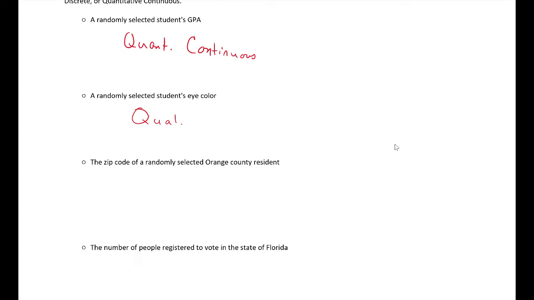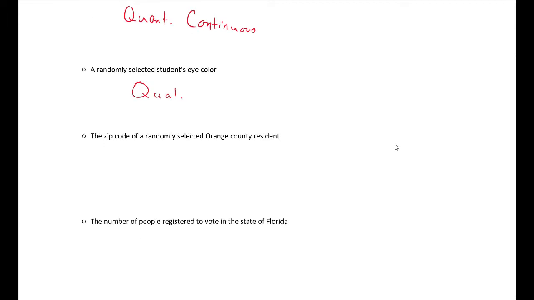Here's a tricky one. The zip code of a randomly selected Orange County resident. So zip codes are numbers. However, whenever we say something is numerical, it means that we can perform arithmetic. Just ask yourself, does it make sense? Is there any meaning behind us adding and subtracting zip codes? No. There's no meaningful reason for us to add zip codes together.